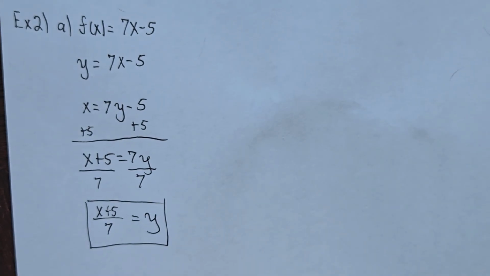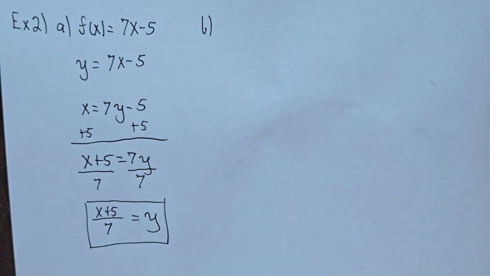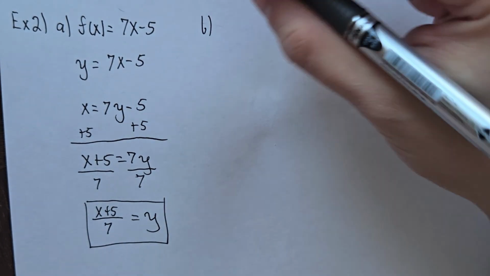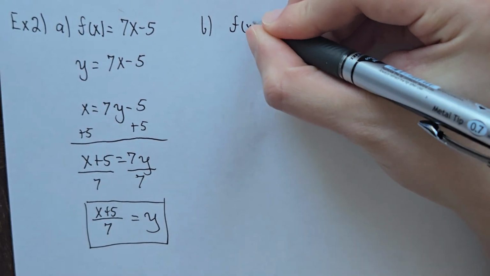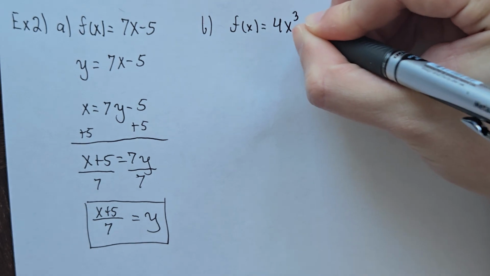It also says to find any values not in the domain. Notice here for this one that we're not doing any division by 0. There's no x's in the denominator, and there's also no square roots. So we don't have to worry about any possible domain restrictions here. Let's look at b next. B is going to give us the function f of x is equal to 4x cubed minus 1.